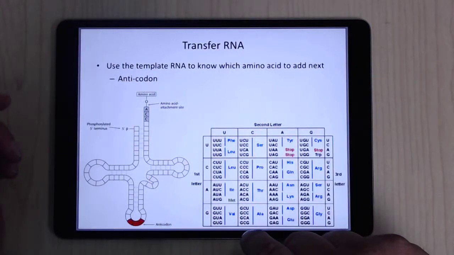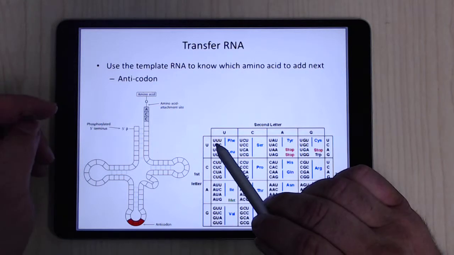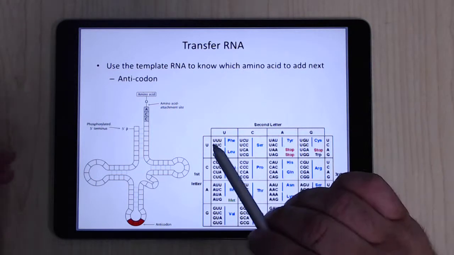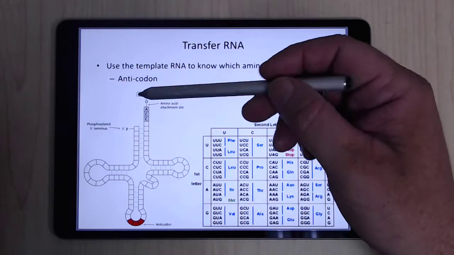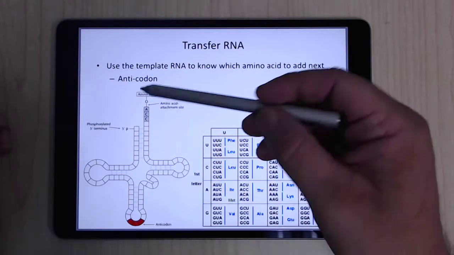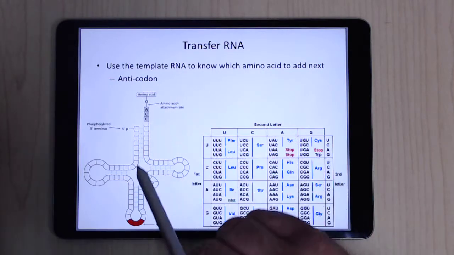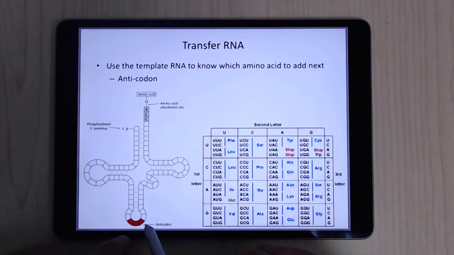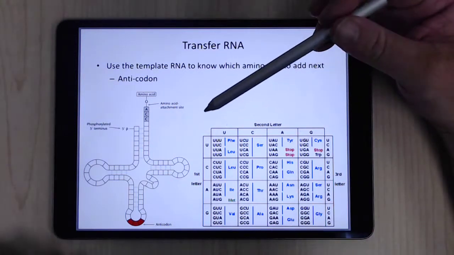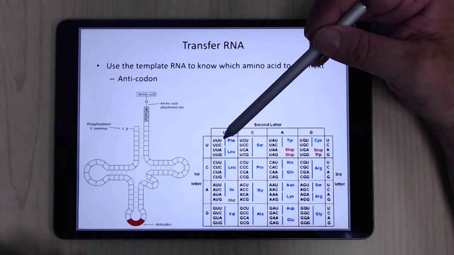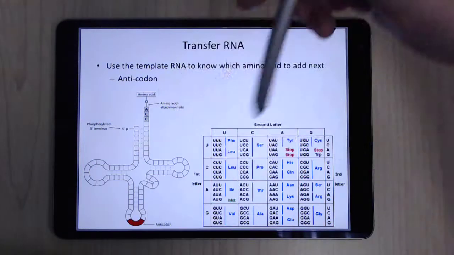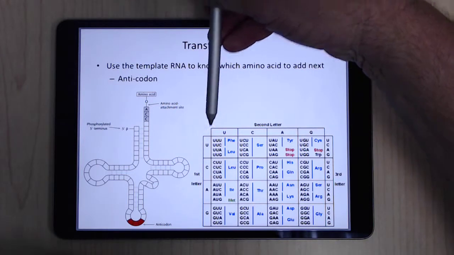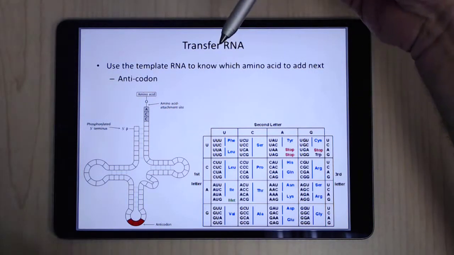So how does it know that UUU should be phenylalanine? Well, it uses the transfer RNA. The amino acid is at this end, and then down here at this other part of the RNA is what's called an anticodon. And so if this is UUU, this is going to be AAA, because that's going to be complementary to the U's. It's just like T's.